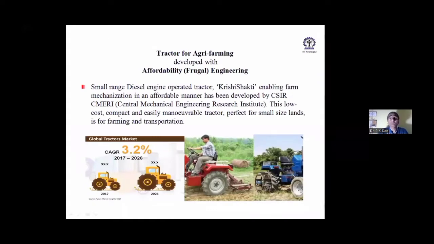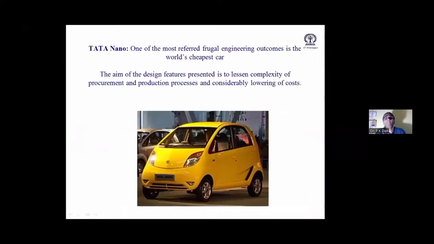Another example is that tractor, which I hope you have also heard of: the Central Mechanical Engineering Research Institute at Durgapur has brought out a tractor, which is very low cost, 2 lakhs of rupees. That name is Krishi Shakti, and that is for harvesting and transportation of crops. So this is another example. Tata Nano is the other example where they have made many changes to bring the cost low, like a single wiper instead of 2, smaller tires, and so many other features that brought the cost down.